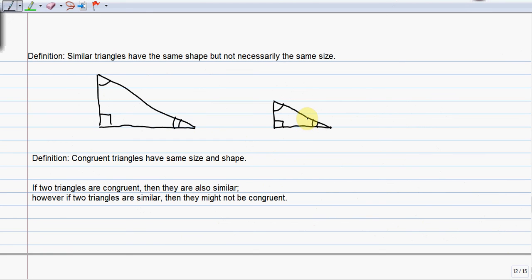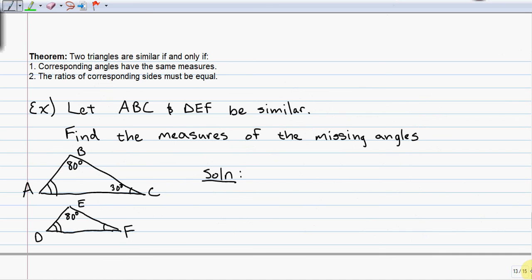On the other hand, congruent triangles have the same size and shape. So they're exactly the same in every way. The way this works is that if you have two triangles which are congruent, they automatically have to be similar because they have the same size. But if two triangles are similar, like these two, they might not be congruent. These are different sizes, so they aren't congruent to each other. But they are the same shape, so they're similar. All right.